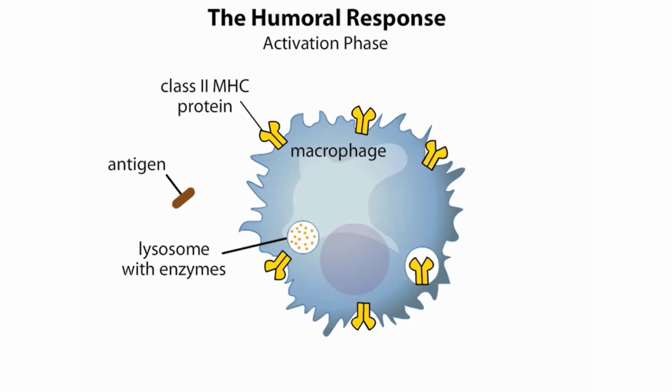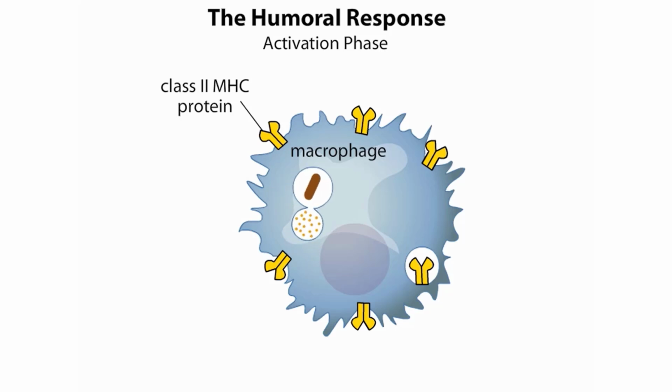The humoral response begins with the activation phase, when a cell of the immune system engulfs an antigen. Here, a macrophage engulfs an antigen by phagocytosis. Inside the cell, the new vesicle is called a phagosome. The phagosome fuses with a lysosome, which contains digestive enzymes. The enzymes break down the engulfed particle into fragments in a phenomenon called antigen processing.